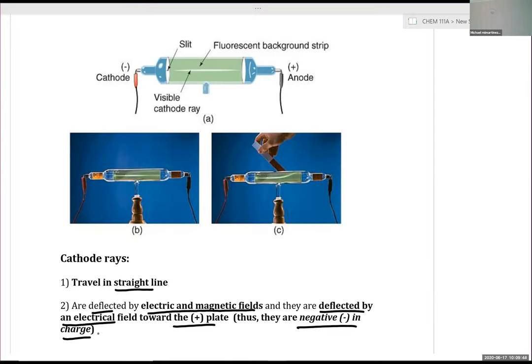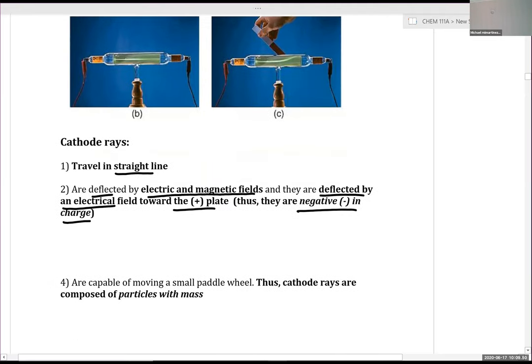It's beginning to sound eerily familiar to something that we've seen before. So if you have a negatively charged particle, it's attracted and it will deflect towards the positively charged plate. So that suggests that we have negatively charged particles.